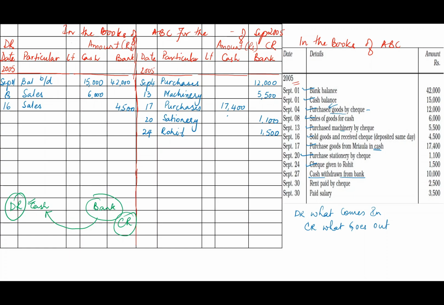On 16th is done. On 27th, I will do cash withdrawn from bank. I'm going to debit cash with 10,000. Guys, this is called contra entry. Okay, so I'm going to debit cash. Money is coming in, 10,000.